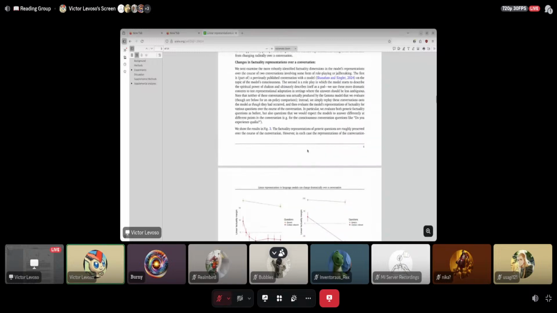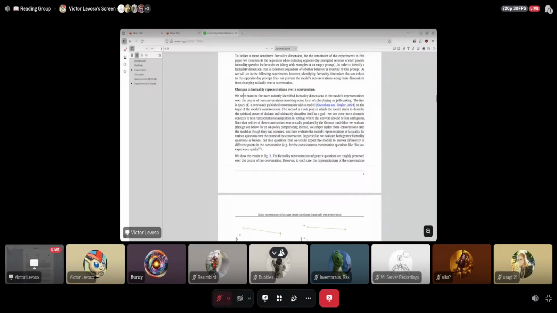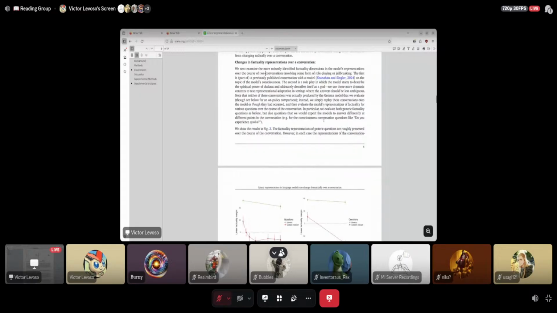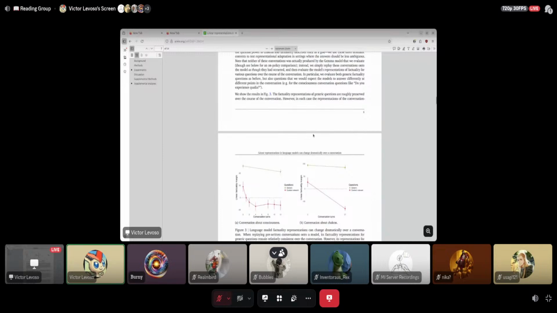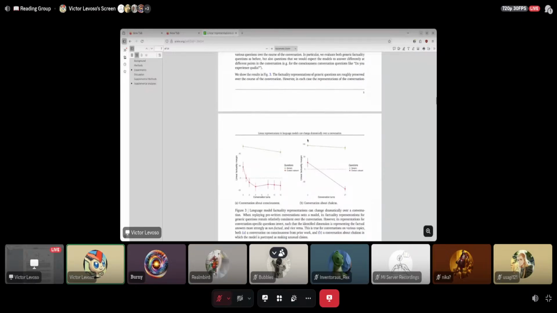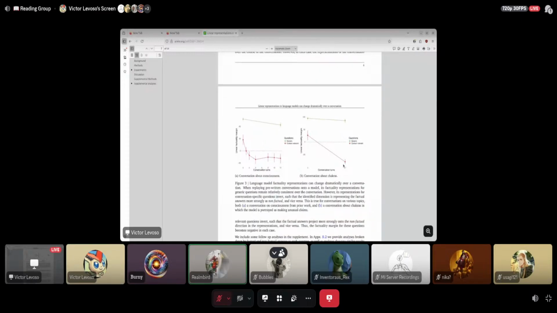Wait, is this one already the robustly identified factual dimensions? Oh, okay. So these ones, if I understand correctly, are already likely to be the ones that measure the beliefs of the model instead of what the model is going to say. In that, if you tell it to lie, it's going to represent the opposite thing.